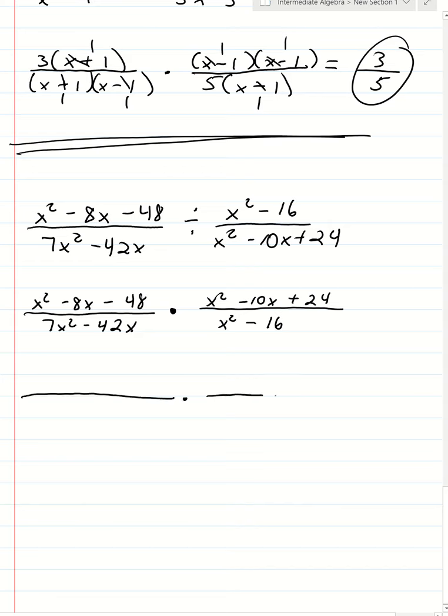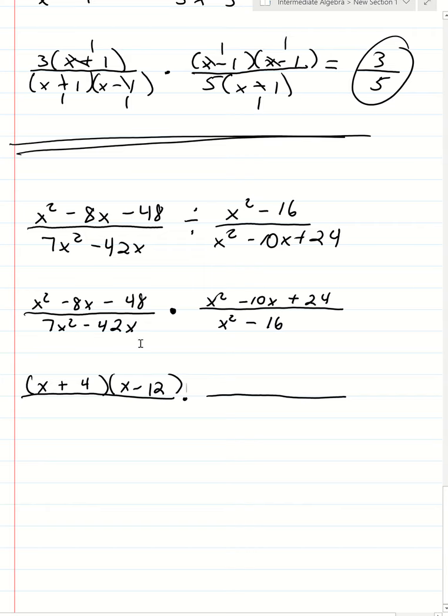This is the very important step. Our first numerator, I'm going to set up my parentheses. Factors of x squared would be x and x. We're talking about different signs. And of course, the factors of the negative 48 that would add up to this negative 8 would give us now a positive 4 and a negative 12. That takes care of the numerator.